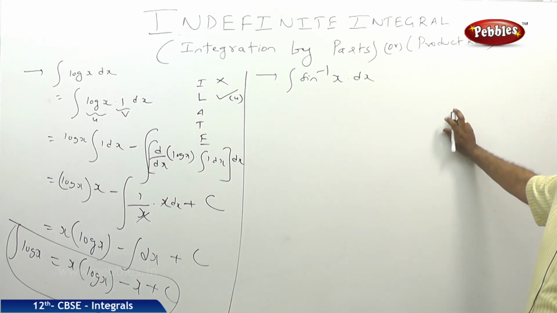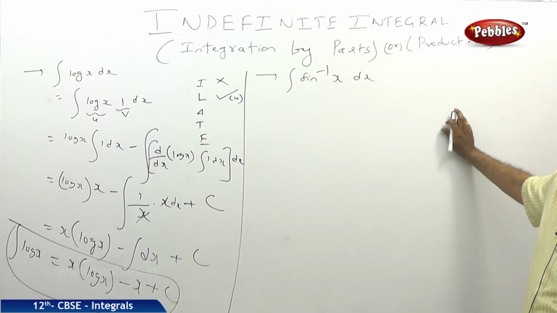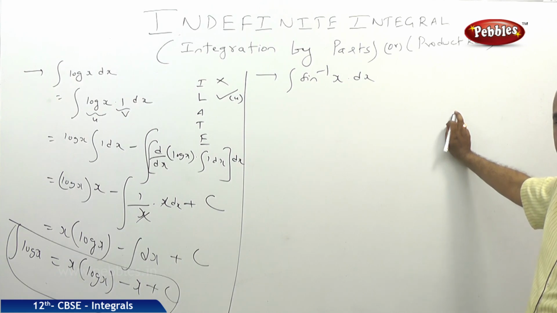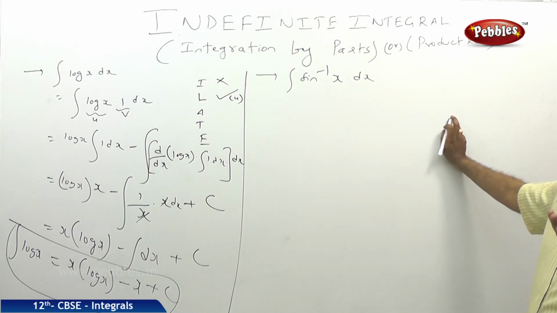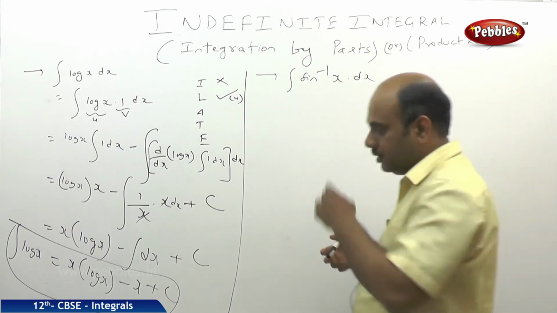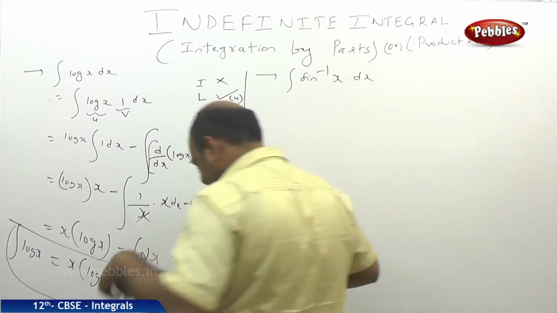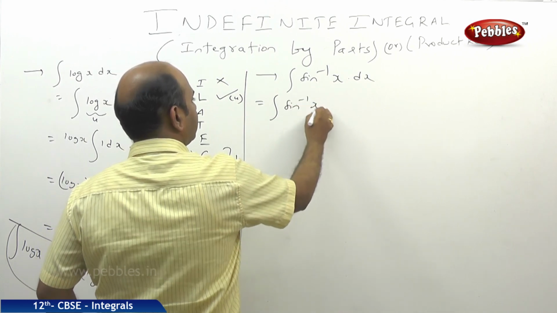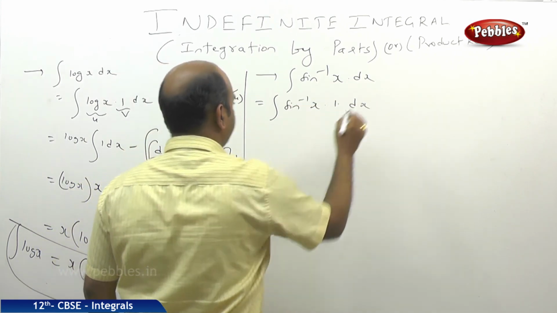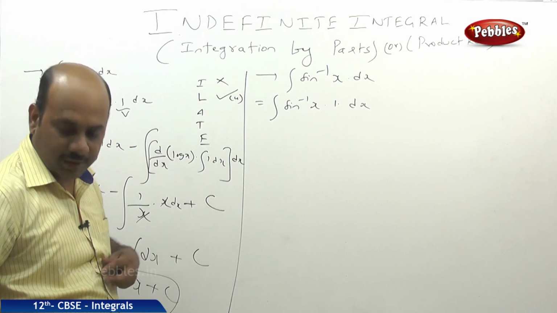Now I'll go for another function. Here also, just now we discussed, an inverse function is alone for us. There is no pair for the inverse function. So whenever this kind of function is given to us, always write sin inverse x into 1. Remember, for all inverse circular functions we should write like that only. So this will be written as sin inverse x into 1 dx. Again the same concept applies here.